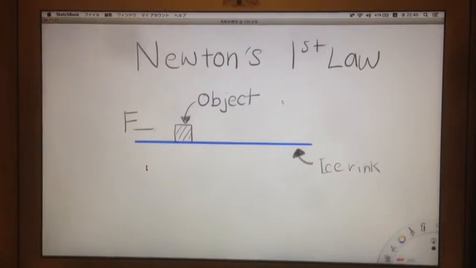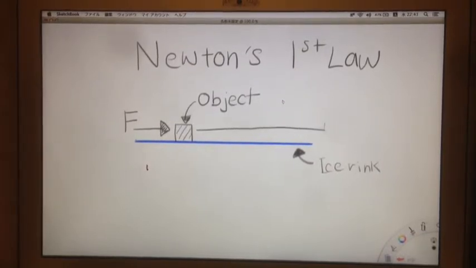Well, you see, Shinny here drew an object moving on an ice rink. Why did you choose an ice rink, Shinny? Well, an ice rink doesn't have much friction. We could almost say that the friction is zero. So when you push that object, it's just going to continue forever, with constant speed, constant velocity, all the way till infinity.